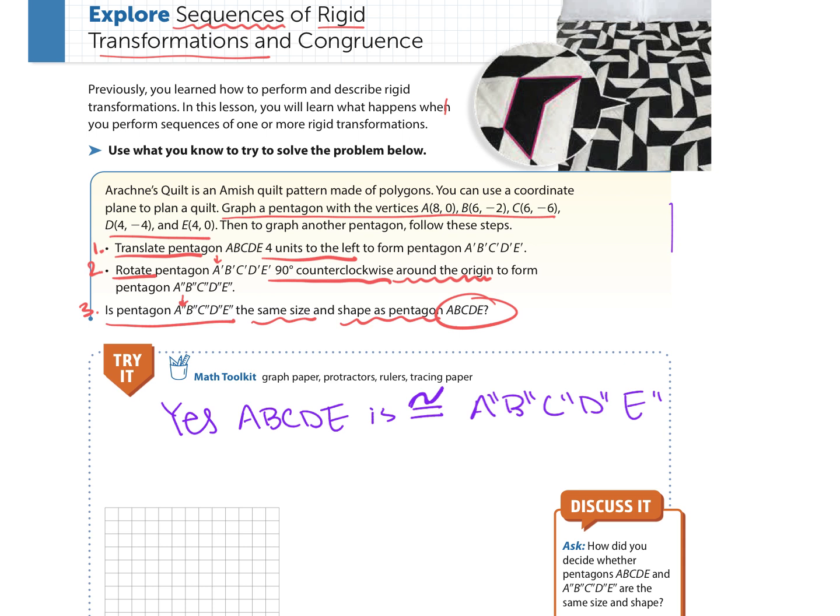Yes, it's congruent because only the location and orientation changed. That is the big idea of this lesson, understanding that it doesn't matter how many rigid transformations we do, the final image will be the exact same size and shape as the pre-image. And that's the big idea.